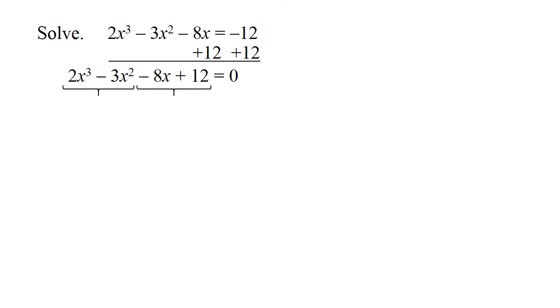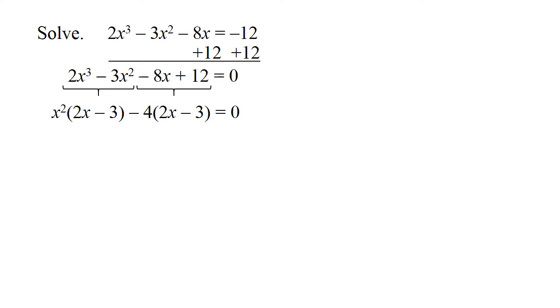So I'm going to look at the first two. What do those have in common? x squared. So if you take x squared out, you get 2x minus 3. And again, I have to get 2x minus 3 in the second pair. So if I take negative 8x divided by positive 2x, that tells me that I had to factor out a negative 4.